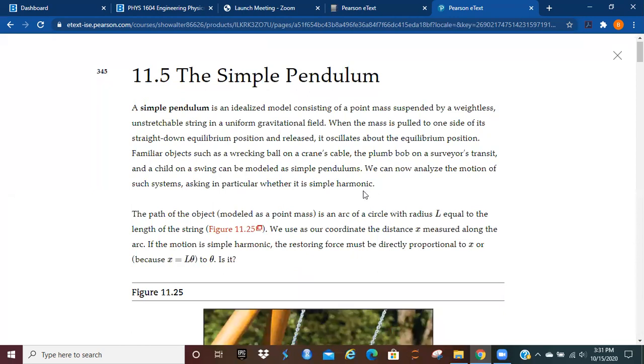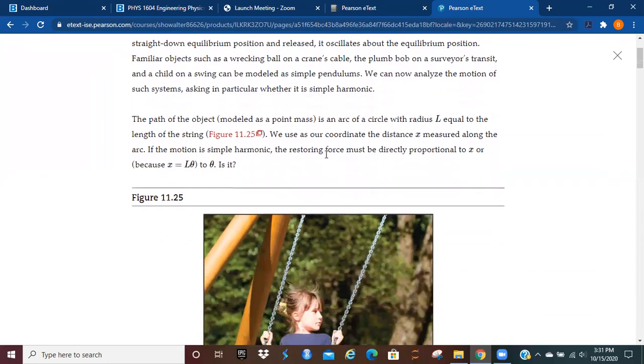All right, so a simple pendulum is an idealized model consisting of a point mass suspended by a weightless, unstretchable string in a uniform gravitational field. When the mass is pulled to one side of its straight down equilibrium position and released, it oscillates about the equilibrium position. Familiar objects such as a wrecking ball on a crane's cable, the plumb bob on a surveyor's transit, and a child on a swing can be modeled as simple pendulums. We can now analyze the motion of such systems, asking in particular whether it is simple harmonic.